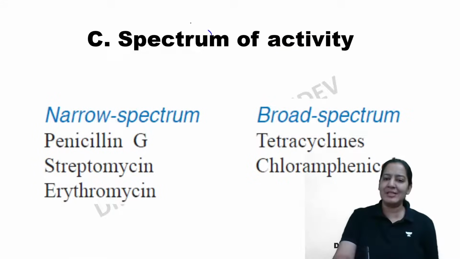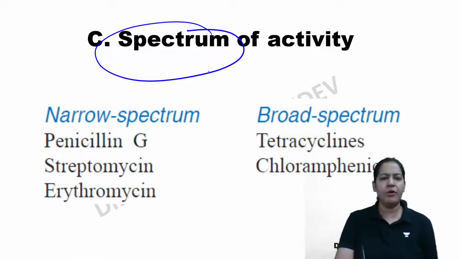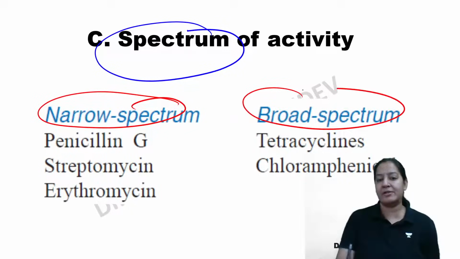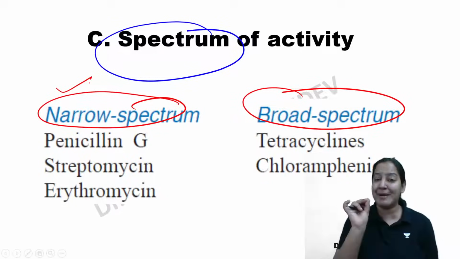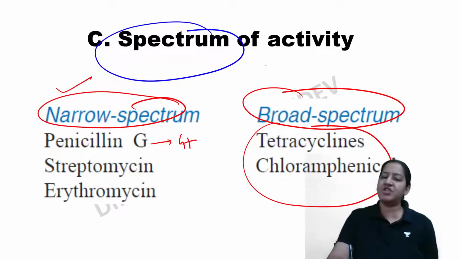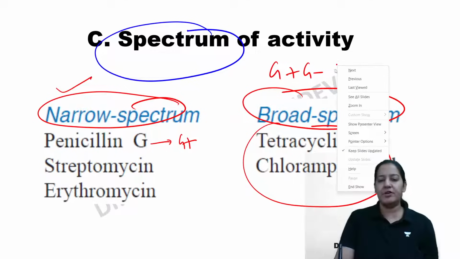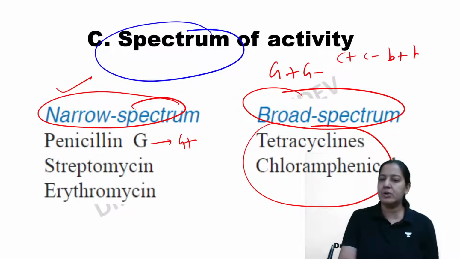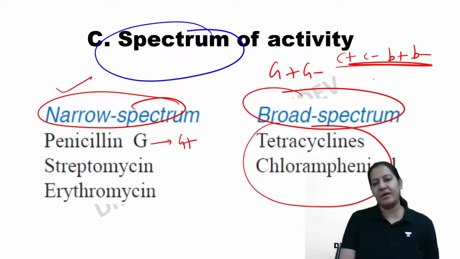The third classification is based on spectrum of activity. What do you mean by spectrum of activity? Some antibiotics are narrow spectrum and some are broad spectrum. Narrow spectrum are the antibiotics which kill specific bacteria. Like penicillins kill only gram-positive bacteria, right? So it is specific, they are not killing all. But broad spectrum are the antibiotics which kill all bacteria: gram-positive also, gram-negative also, meaning gram-positive cocci, gram-negative cocci, gram-positive bacilli, and gram-negative bacilli also. So all the bacteria will be killed.